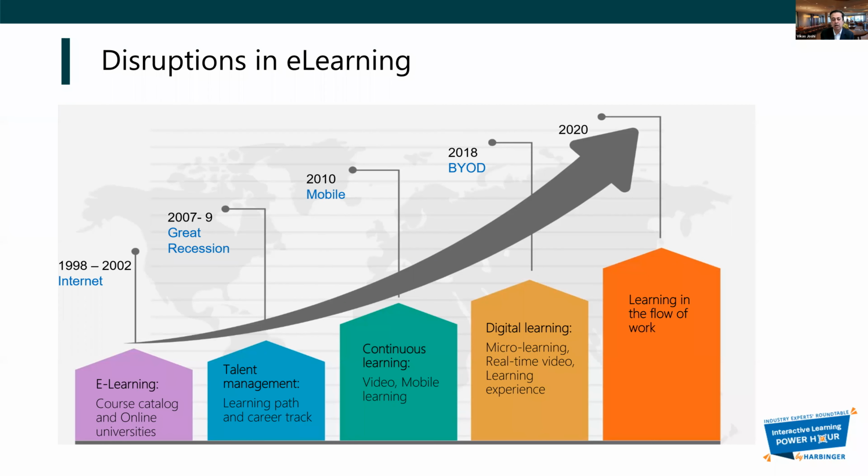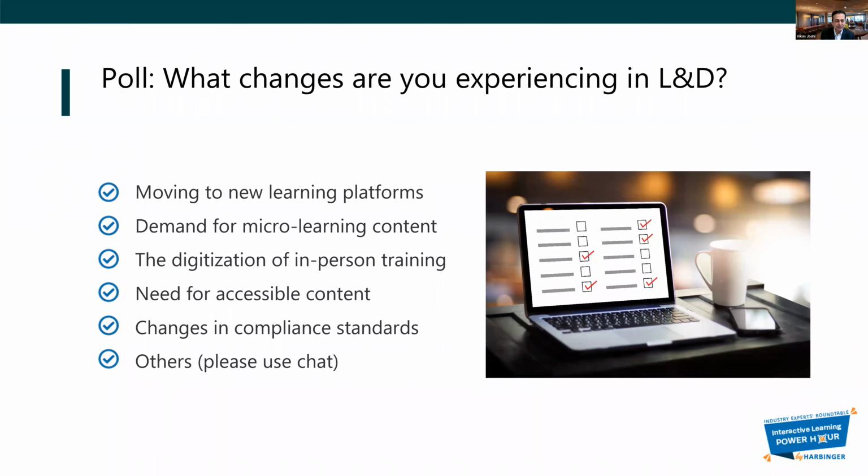Each of these has caused disruptions in learning, and every time that has led to the need to modernize content. But this is only one example. Let's poll you to find other examples. What kind of changes are you experiencing in L&D? Let's put up the poll for you and pick one or more options. And of course, you can chat in if you don't see here what you wanted to vote for. So let's leave this here for a few seconds.